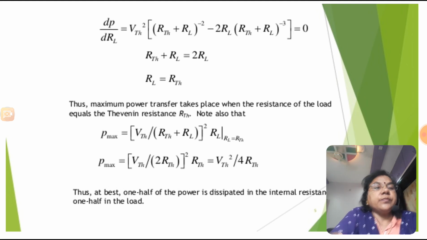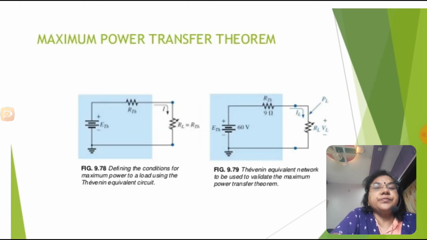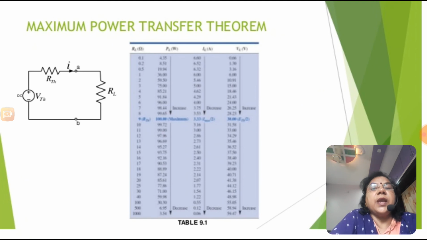Now what happens? Here you just see. In this figure, we are defining the conditions for maximum power to load using the Thevenin's equivalent circuit. And in the next figure, you just see the Thevenin equivalent network to be used to validate the maximum power transfer theorem. So if I take both the networks and do the experiment in the lab, I will get such readings for current and voltage for different loads. Now I am changing the load value.